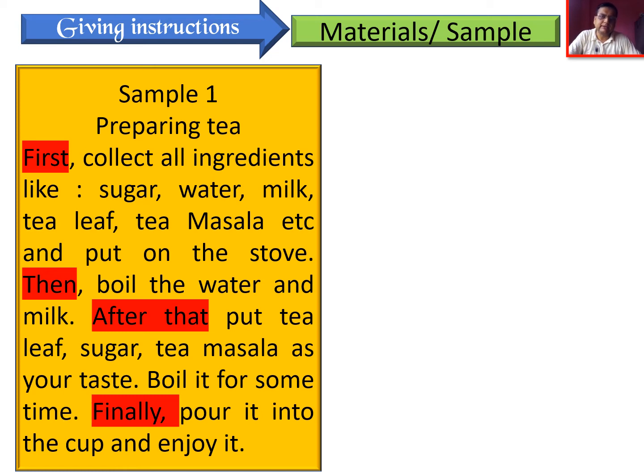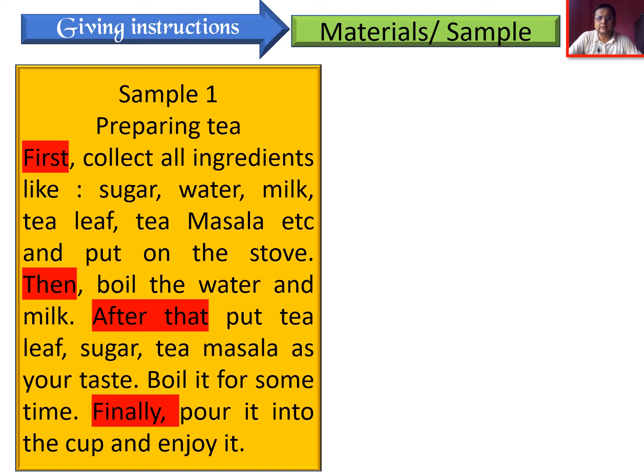And for this preparing tea, look at this. First, collect the ingredients like sugar, water, milk, tea leaves, tea masala, etc. and put on the stove. You have to collect all the ingredients which are needed for the tea, and then put on the stove, then boil. Then there is written first, which means you have to do that task first, and next there is then.